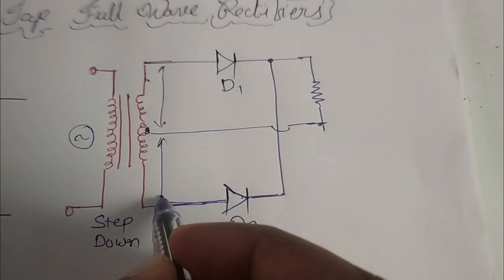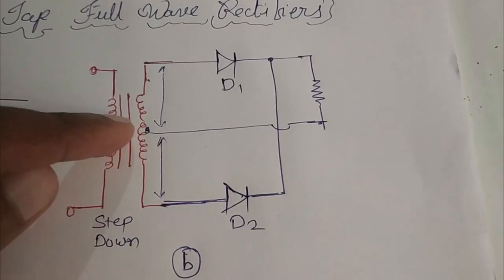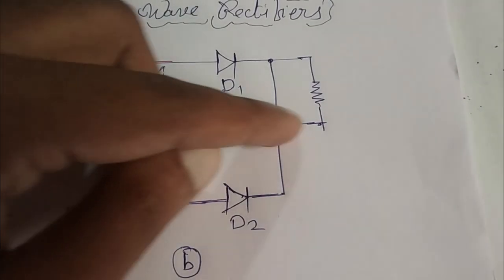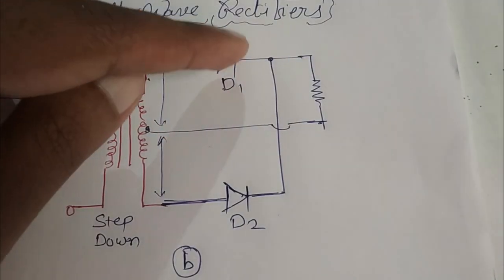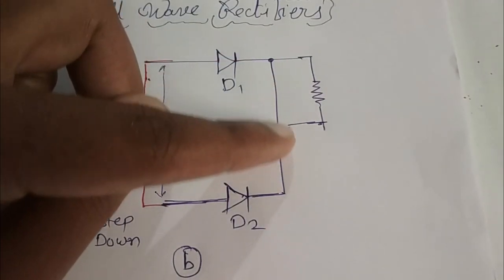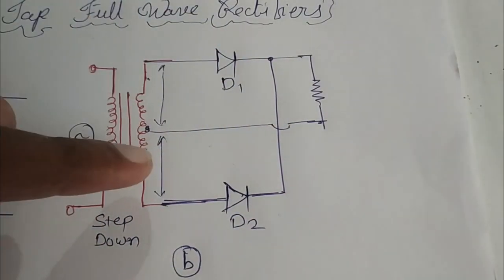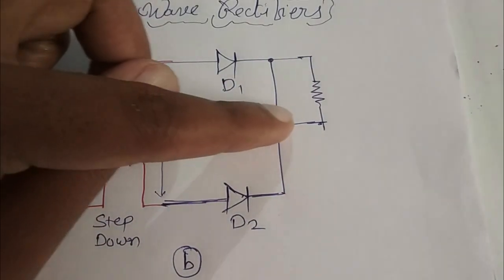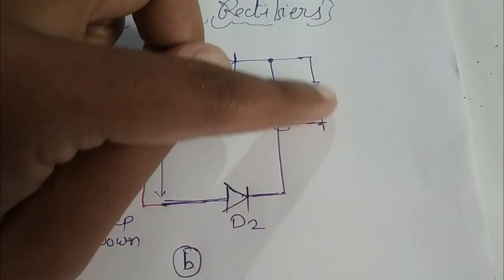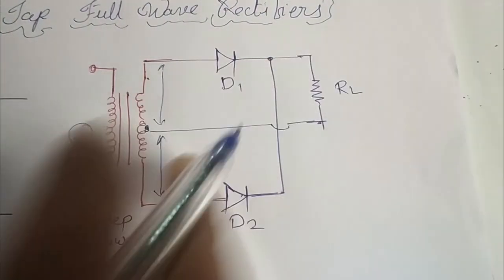Why is it called center tap? Because at the secondary of the transformer, at the center we give a tap, a connection here, and D1 and D2 are both shorted together. That means they are connected together. So D1 and D2 are shorted, and from the center tap we take the output. We measure the output on these two terminals. So we represent the output by a load resistance, say this is RL.